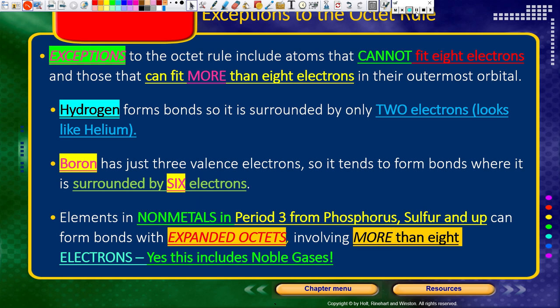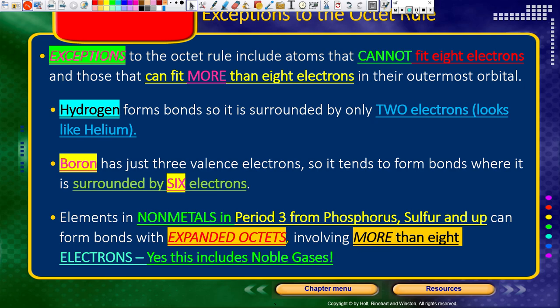All right, so let's go ahead back and hit the high points of this slide so we're all on the same page. Again, what is an octet? 8 valence electrons. Very good. So we've got a few things we need to pay attention to because tomorrow we're going to begin drawing Lewis structures, and I've got to make sure you understand how to draw them. It's going to be very critical. So I want to talk about the 3 exceptions.